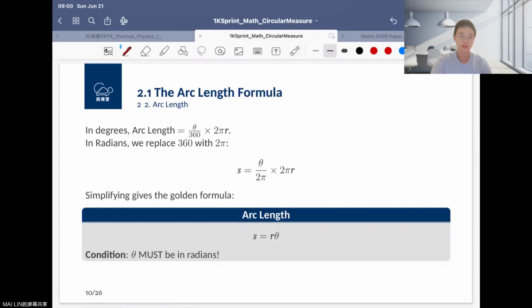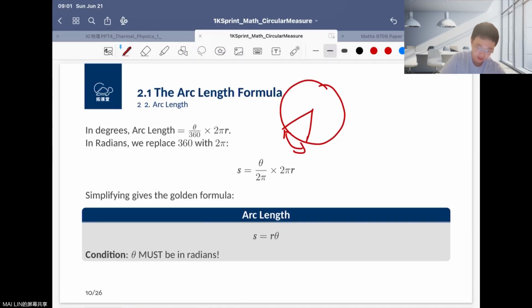Here we can say the arc length can be considered as a part of the circle, right? So we can consider this is a sector and here's the arc length. Consider this angle as theta. Theta over 360 degrees means a partial part of the circle, and then times 2 pi radius. So theta over 360 degrees times 2 pi radius.